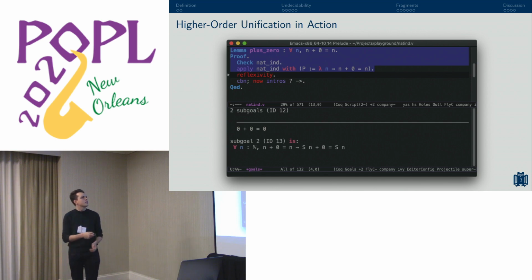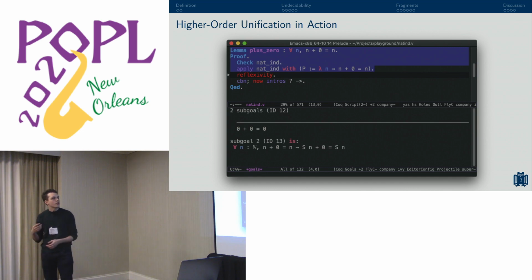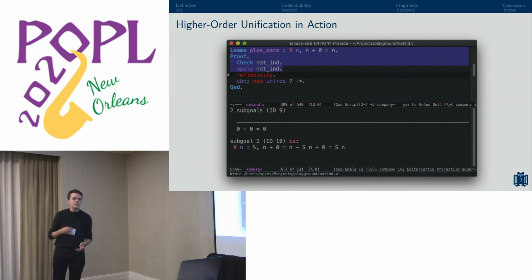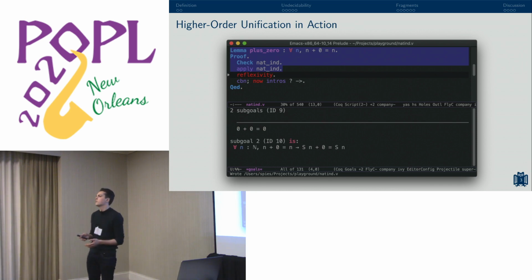But it would be quite tedious to always figure out what is the right predicate and then write it down. They can become quite large, for example. So what Coq does for you is automatically infer the right predicate in this case. And the process of making this inference is called higher order unification.